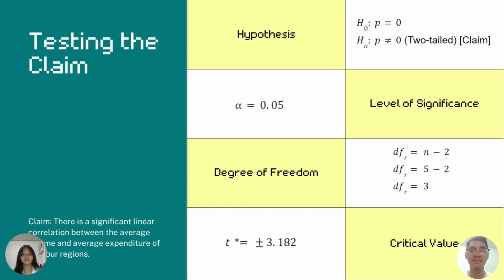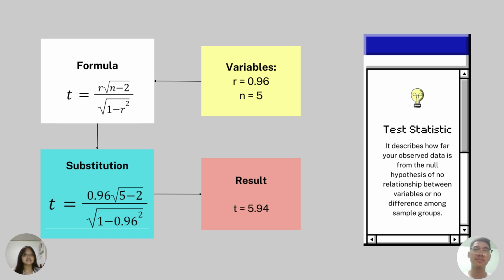So, using a 0.05 level of significance, 3 degrees of freedom, and two-tailed test, we can identify the critical value in the t-table, which is positive negative 3.182. Next, using the t-test statistic formula, we can substitute the given values where the correlation coefficient is equal to 0.96 and our total number of observations is equal to 5.